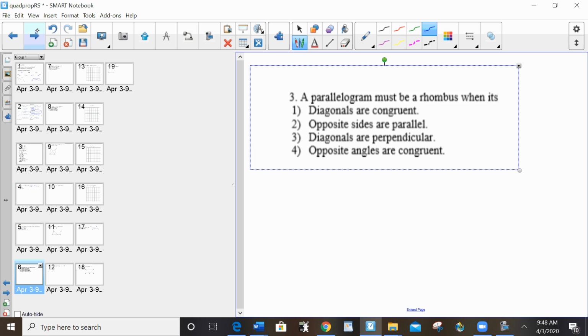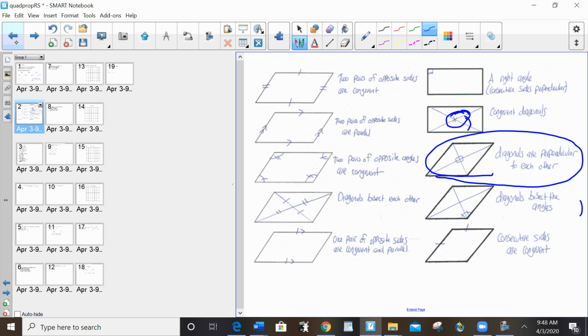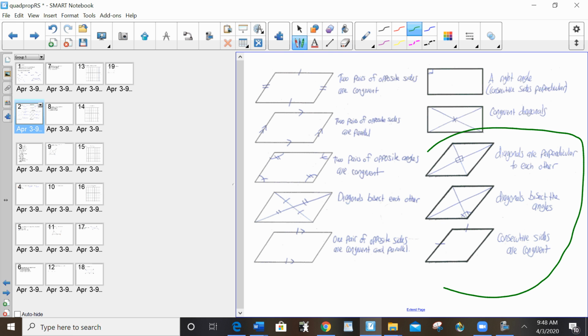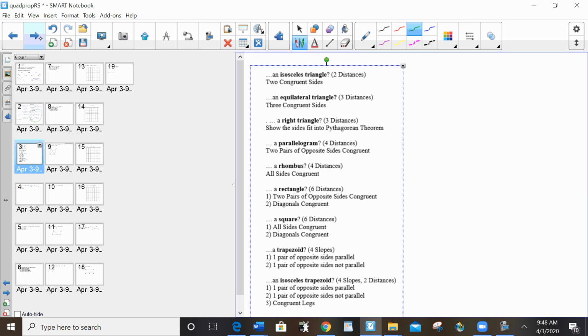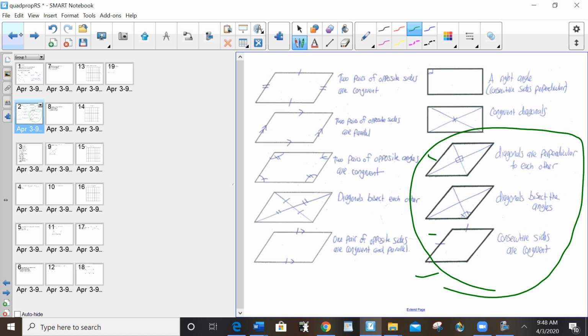Now this question, you need to understand what it's asking. A parallelogram must be a rhombus when? So basically it's saying, how do I prove a parallelogram is a rhombus? The answer is one of these three. To prove a parallelogram is a rhombus, it has to be one of these three by definition. So perpendicular diagonals, diagonals bisect the angles, or consecutive sides congruent. So which of those is a potential answer? Diagonals are perpendicular. Again, it all comes back to just knowing your properties. You need to know everything on this page.